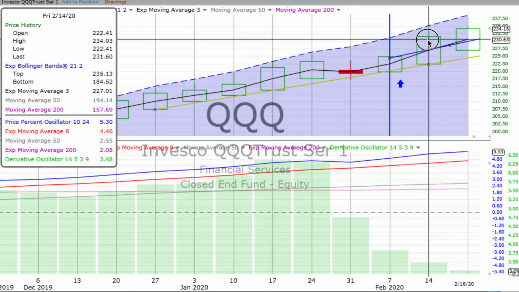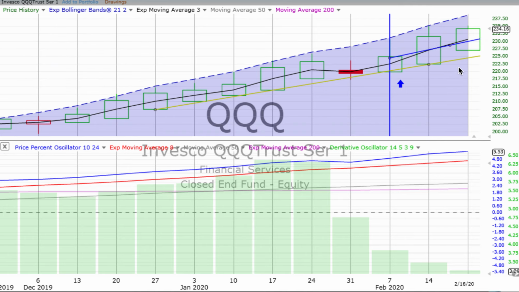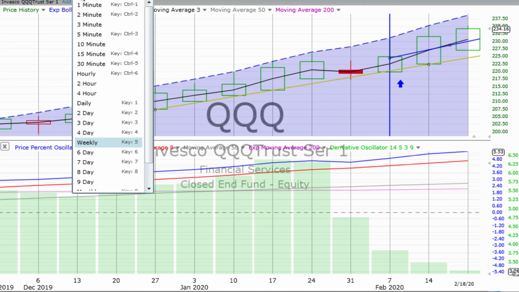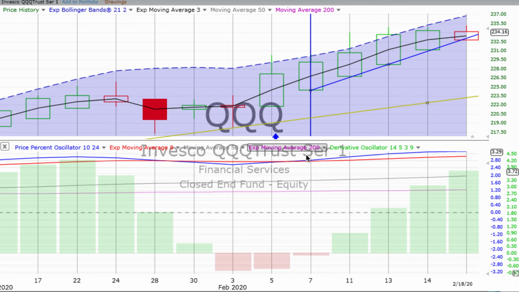234.93 the high in the prior week. So a higher high. Price percent oscillator is heading up. It's not quite flat. It is heading up. Derivative oscillator is still positive, losing momentum. Go to that 2-day chart. It's pretty much flat, a red open box candle, which is a slowdown in the up movement, still right there on the 2-day trend line, well above the weekly, which is still going.